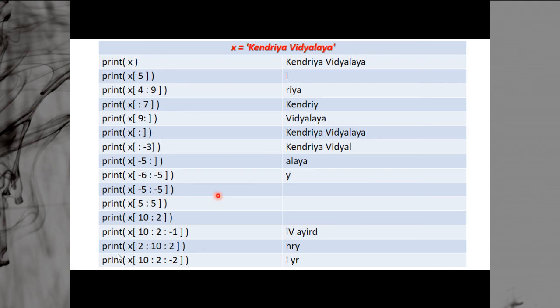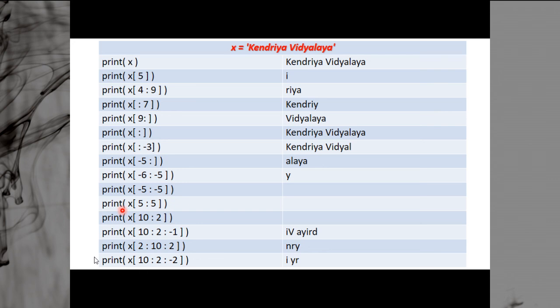Then -5 to -5 is not possible. You know very well, not including -5, so nothing will be included. 5 to 5, not including 5, that is nothing. And 10 colon 2 will also give you nothing. Why? Because 10 is at I, and you want to move to 2, that is N, so you have to move in the backward direction. But from 10, if you take step 1, you will move to 11, 12, but not to 2. So that's why it will give you nothing, because you are moving in the forward direction.